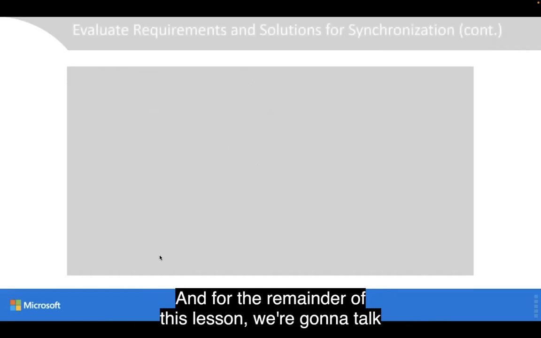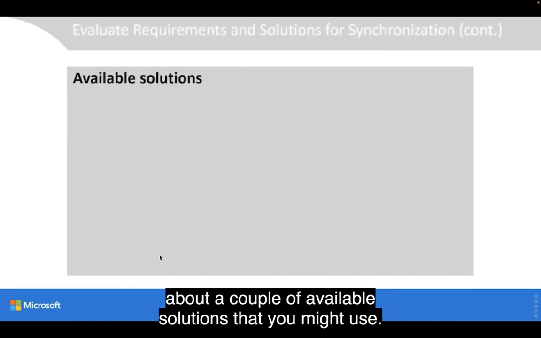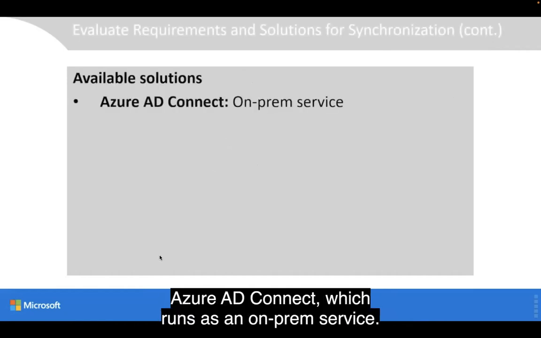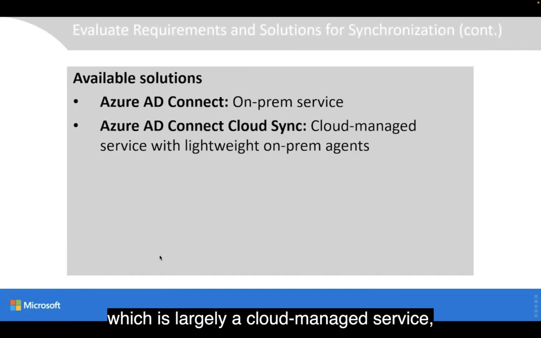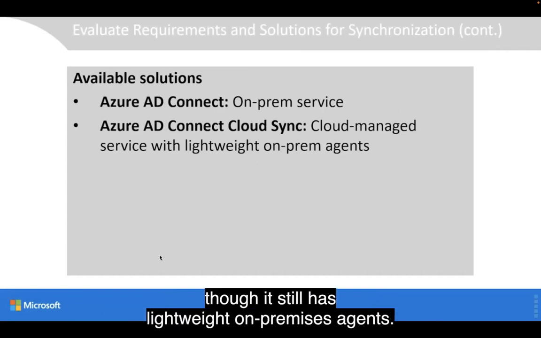And for the remainder of this lesson, we're going to talk about a couple of available solutions that you might use. Azure AD Connect, which runs as an on-prem service, and Azure AD Connect Cloud Sync, which is largely a cloud-managed service, though it still has lightweight on-premises agents.